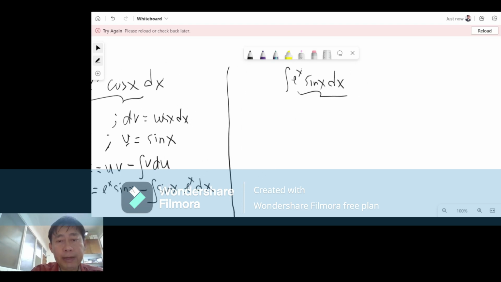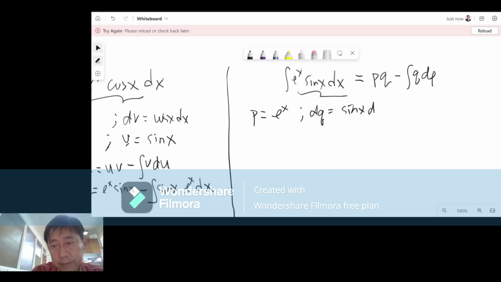On the right hand side, I'll choose this to be pq minus q dp, where here I'm going to choose my p to represent e power x and dq to be sin x dx. Differentiating p gives me the differential dp, which is e^x dx. Integrating dq gives me q, which is minus cos x.